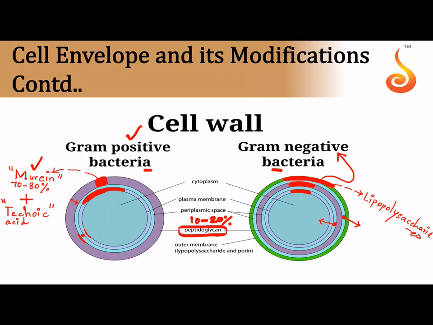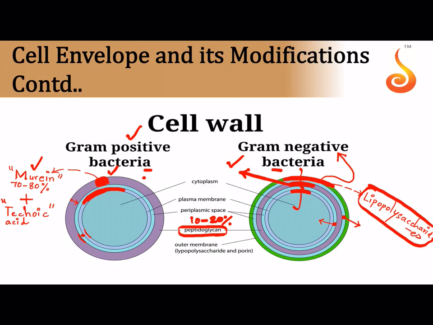See how this is very, very thick. The purple layer is very thick here. The purple layer is very thin in this case. And this purple layer, like I told you, is the cell wall made up of murein or peptidoglycan. Teichoic acid is absent in the cell wall of gram-negative bacteria. In gram-negative bacteria, there is a total of 3 layers: inner membrane, middle cell wall, and outer membrane. The outer membrane is rich in lipopolysaccharide. The outer membrane is missing in the case of gram-positive bacteria.